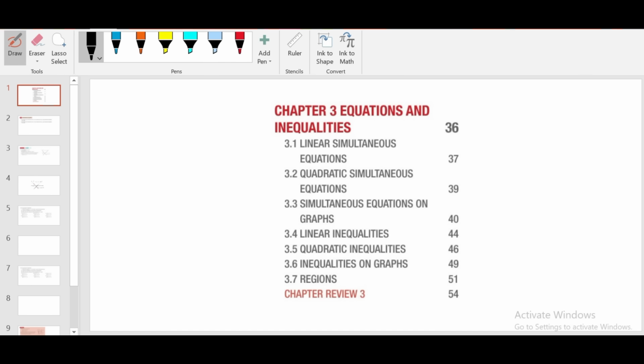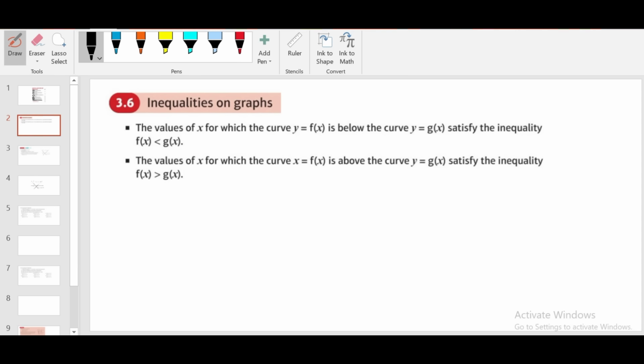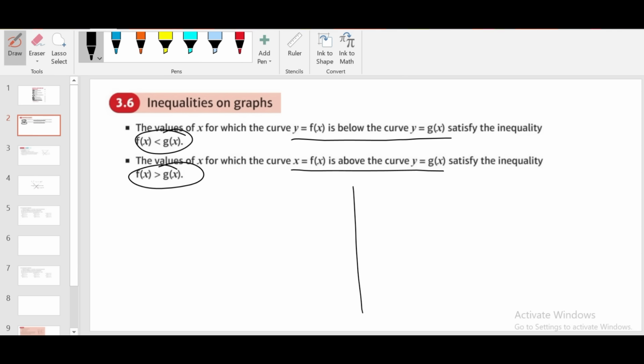We have completed 3.1, 3.2, 3.3, 4 and 5. We are going to learn inequalities on graphs in this lesson. The values of x for which the curve f of x is below the curve g of x satisfy this inequality. F of x above the curve satisfy this inequality. I'm going to explain this using a graph.